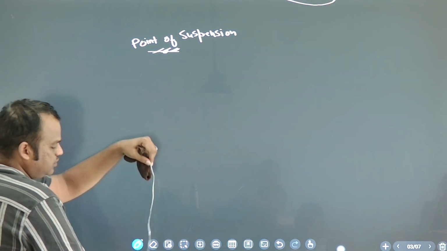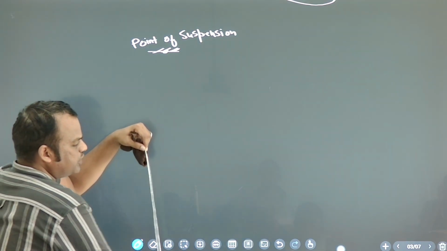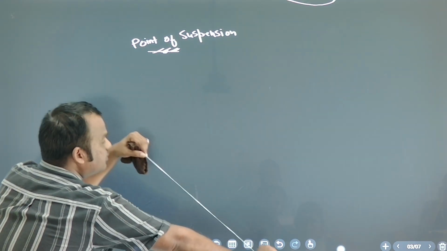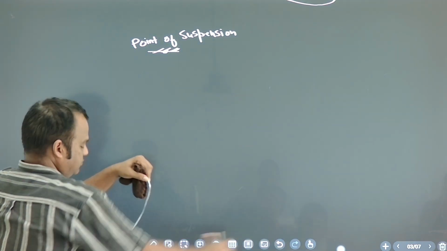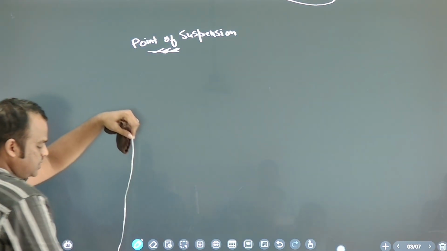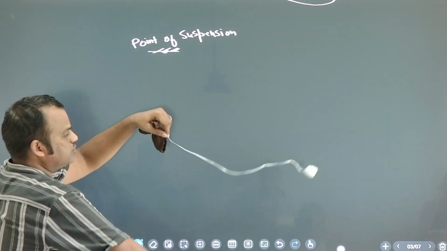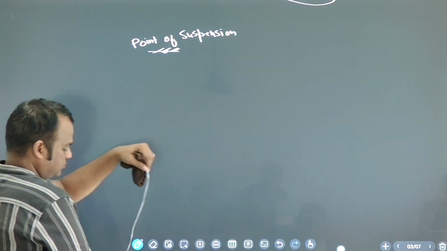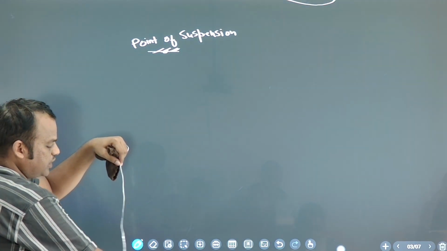Okay. It is going up to here. What is the speed here? 0. Now here speed 0, correct? Now if I give more speed, it is going to more height. If I give less speed, it is going up to here only.